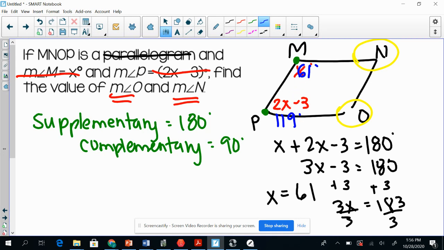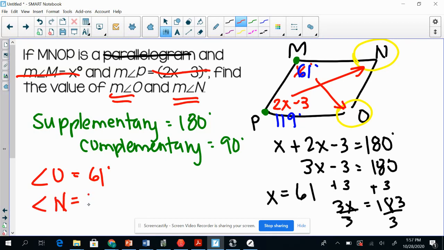So this again is not answering our question yet. We just have an X value and we know these angles. The question is asking for the angles on the other side. But you should know, hopefully, that opposite angles are congruent. So M and O, the ones that are across from each other, are congruent. So angle O is equal to angle M, which is 61 degrees. And then angle N is equal to angle P. So then angle N is 119.